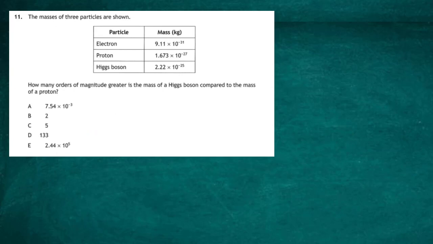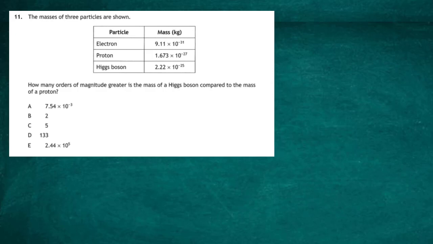Question 11 from Paper 1 of the 2022 Higher Physics exam from the SQA. The masses of three particles are shown. We have the particle and the mass on the right hand side of the table: the electron, the proton and the Higgs boson. And in this question we're asked how many orders of magnitude greater is the mass of a Higgs boson compared to the mass of a proton.